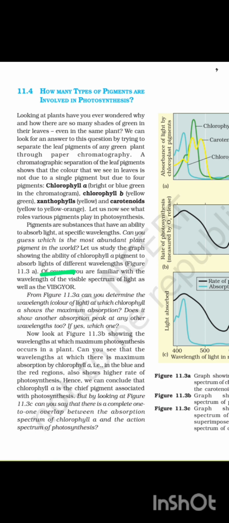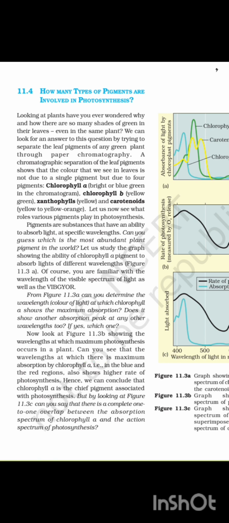Figure 11.3a. Of course, you are familiar with the wavelengths of the visible spectrum of light as well as the VIBGYOR. From Figure 11.3a, can you determine the wavelength, or color, of light at which chlorophyll a shows the maximum absorption? Does it show another absorption peak at any other wavelengths too? If yes, which one? Now look at Figure 11.3b showing the wavelength at which maximum photosynthesis occurs in a plant.